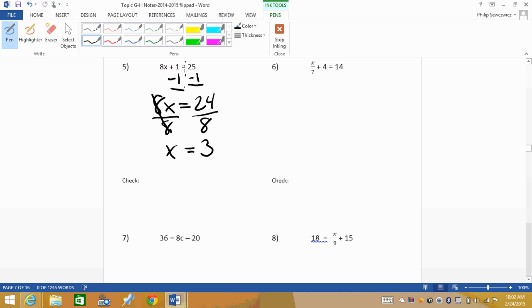Let's plug it back into the very beginning there. Is 8 times 3 plus 1, does that give us 25? Well, 8 times 3 is 24. So would you agree that 24 plus 1 equals 25? It most certainly does.